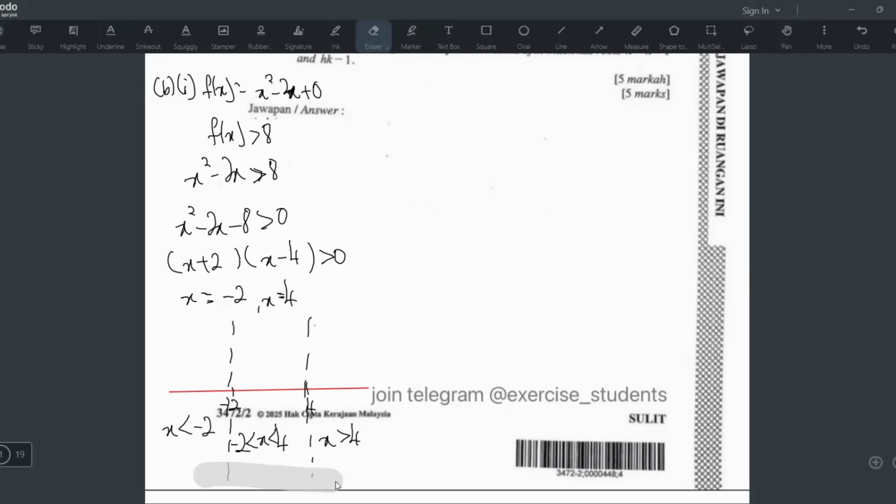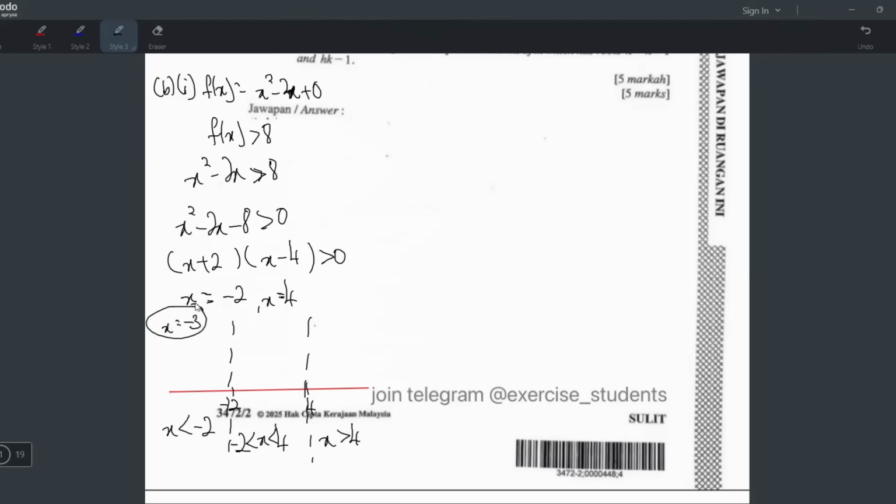Now it's time to sub the value inside. So for x smaller than negative 2, you have to choose any number that's smaller than negative 2. What numbers are smaller than negative 2? I can choose negative 3, or negative 5 also can, negative 6, whatever. And then we take x as negative 3 and sub it inside this bracket. Actually you can sub here also, you can sub into this one or that one. And our goal is to find out whether the answer comes out negative or positive.